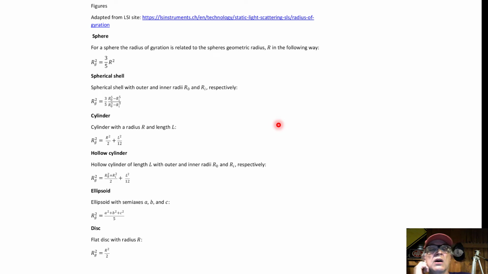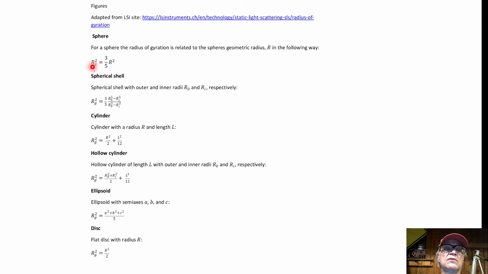All right, now it's time to talk a little bit about radii. This is a list of the radius of gyration that we get from static light scattering for various shapes. So here they are all listed.